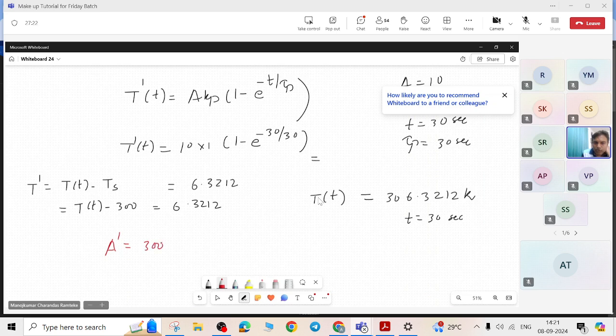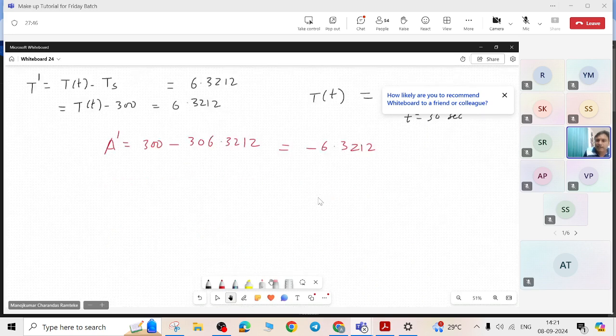Remember, the new steady state temperature is 300, and the current temperature is 306.3212. So I will have a step of minus 6.3212, isn't it? That will be the negative step. Correct. And what expression are we expected to get in this case?